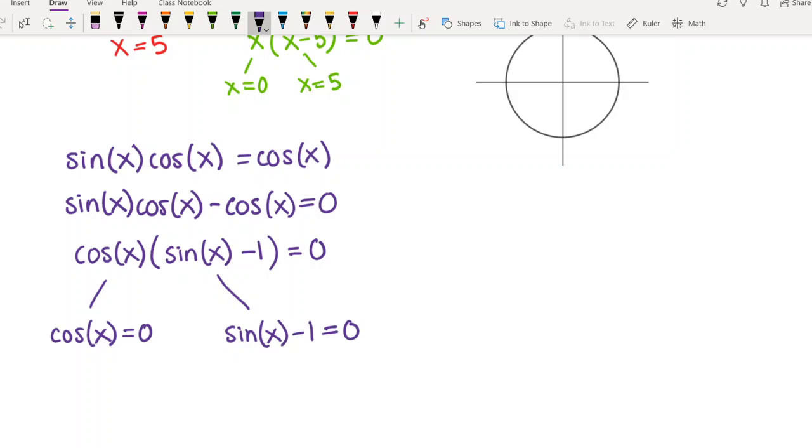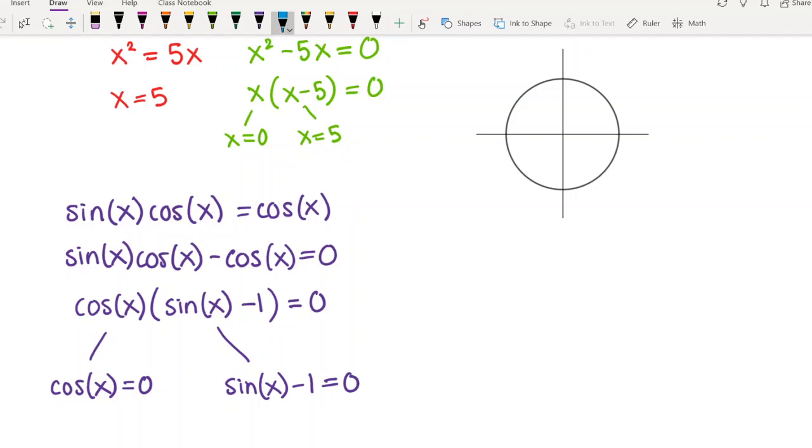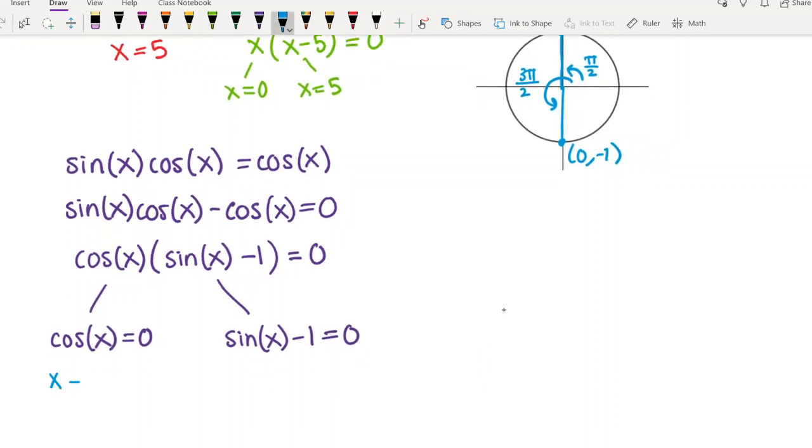So cosine of x is equal to 0. Well, what are those solutions going to look like? Well, that means we're looking for angles where there's an x coordinate of 0. So that will happen at an angle of pi over 2. So that is the point where we have (0, 1). And then it would also happen at an angle of 3 pi over 2. So 3 pi over 2 would also work because that also has cosine equal to 0. And so we get two solutions from this part. One is x is equal to pi over 2, and one is x is equal to 3 pi over 2.